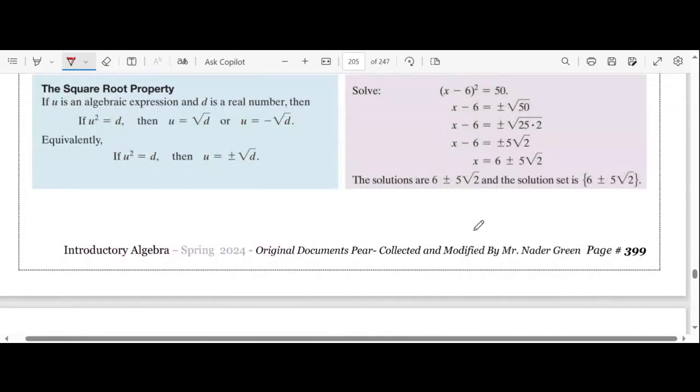Okay. So let's take a look at the square root property. The rule says, if u is an algebraic expression and d is a real number, if u squared equal d, then you take the square root for both sides. And in this case, you will get two results. One is positive, and one is negative. So let's take a look at the example on the right side.